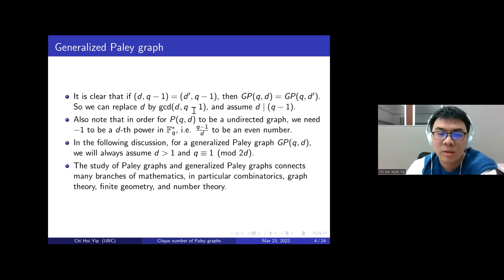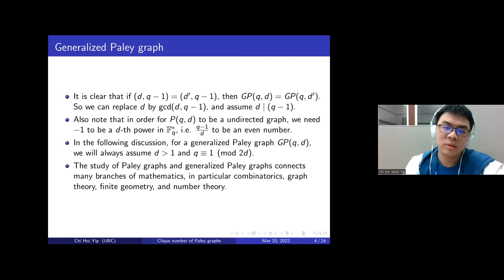And again, we need to make sure that our graph is undirected. So we also need to assume that minus one is a D-th power in FQ star, which means that Q minus one would be divisible by 2D. So in the following discussion, I will implicitly assume that Q is congruent to one modulo 2D. And of course, we will assume that D is greater than one. Otherwise, our graph is just a complete graph, so it's not interesting at all.